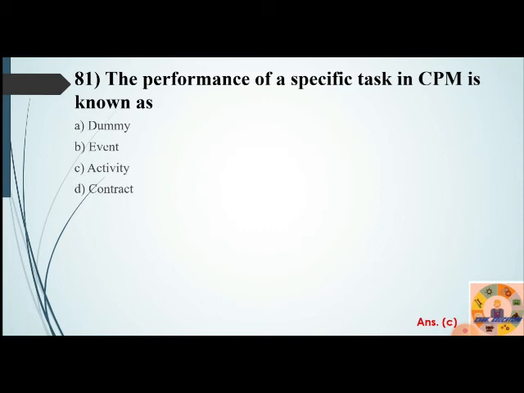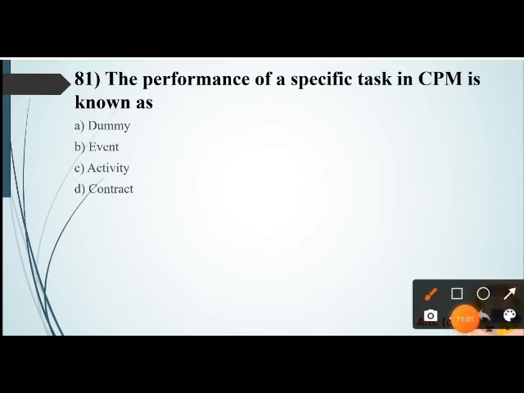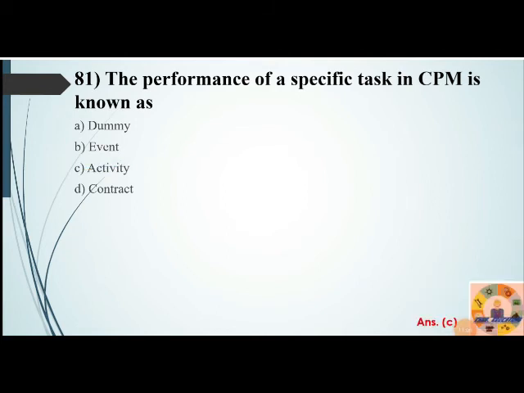Next question is, the performance of a specific task in CPM is known as dummy or event or activity or contract. The right answer for this question will be option C, activity, because we know the CPM is the critical path method and it is activity oriented, used mainly for construction projects.